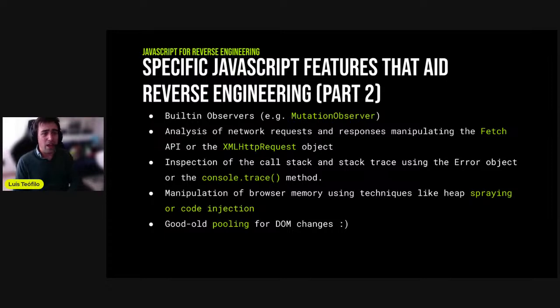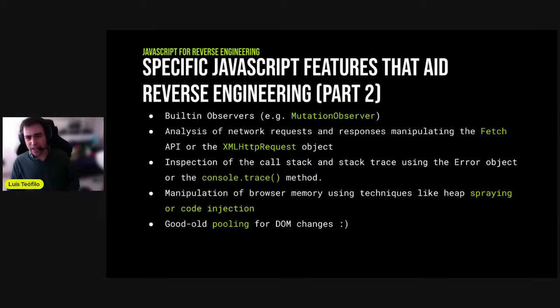Other things that we have. So we have built-in observers in the JavaScript language, like the Mutation Observer. We can manipulate the fetch API or the XMLHttpRequest object to try to intercept network requests between the application and the APIs it's accessing. We also have the console trace method, which can list us some very useful information about certain parts of the code that is running.